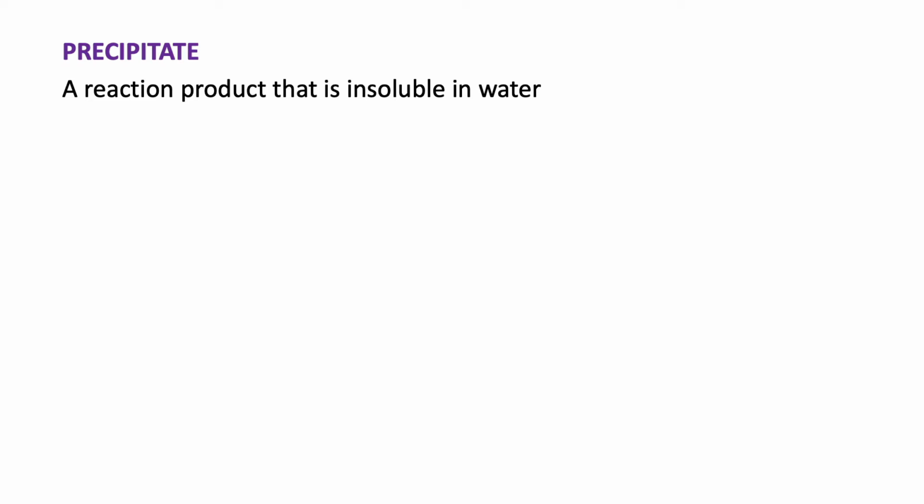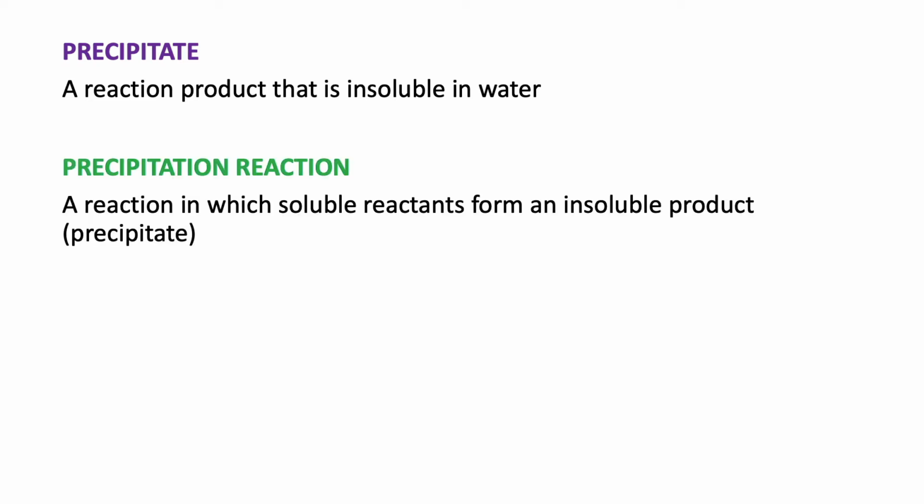When you get a reaction product that forms an ionic compound that is not soluble in water, in other words, that becomes a solid instead of staying as separate dissociated ions, that is what we call a precipitate. And any reaction which forms a precipitate, where you have soluble reactants combining to form an insoluble product, that is what we call a precipitation reaction.